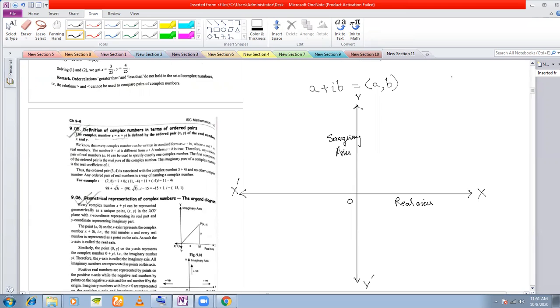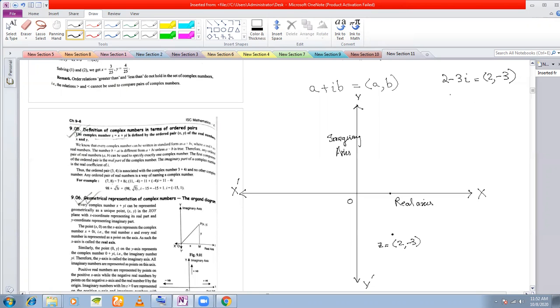So suppose I have a complex number 2 minus 3i, this can be represented as an ordered pair as (2, -3). So if I want to represent this point on the Argand diagram, I will simply plot this point, 2 units and then minus 3 units. So this represents your complex number z is equal to 2 minus 3i.